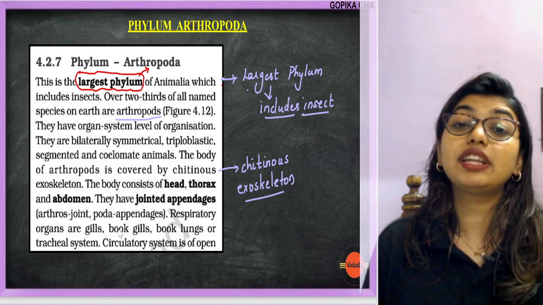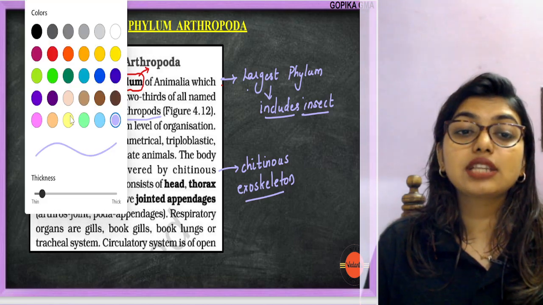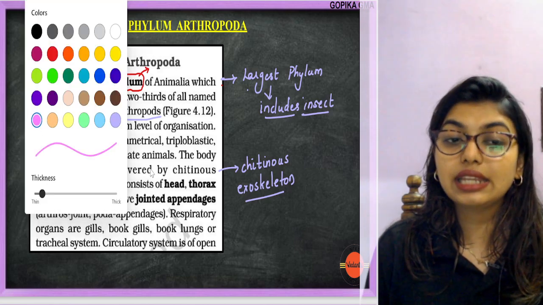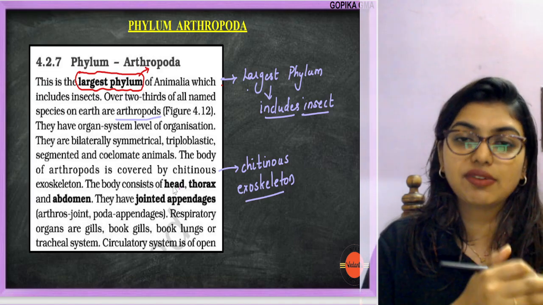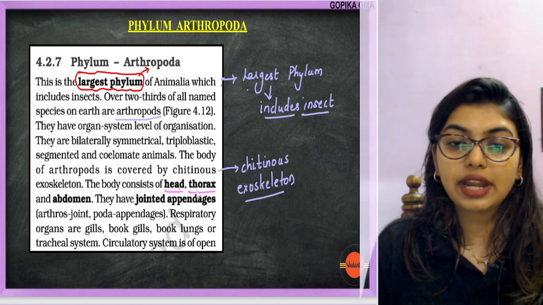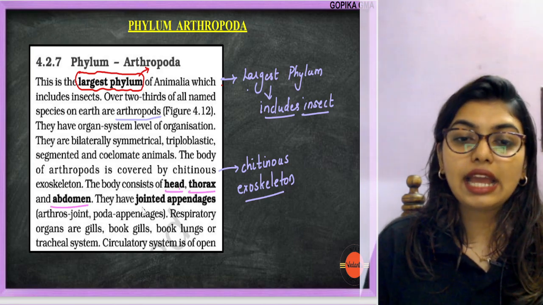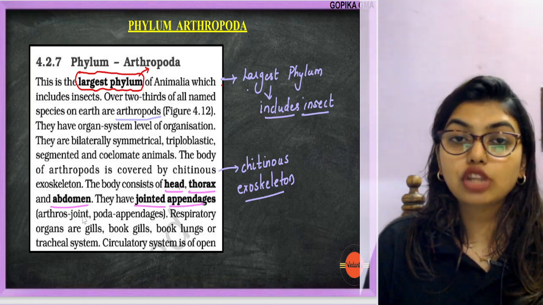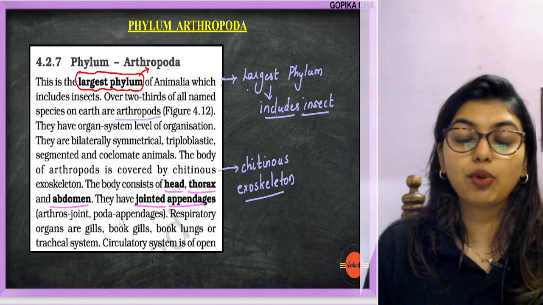So they are very strong, or they are made in such a way that their survival rate is increased, and that is the reason why it is the largest phylum, and insects are everywhere. Now students, the body is divided into head, thorax and abdomen. They have jointed appendages, that is arthros means joint, poda means appendages.